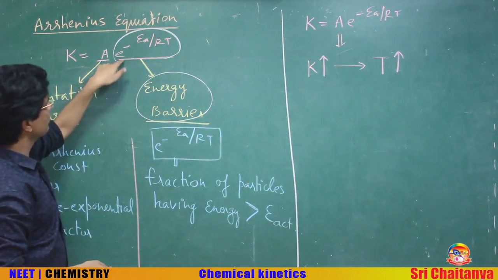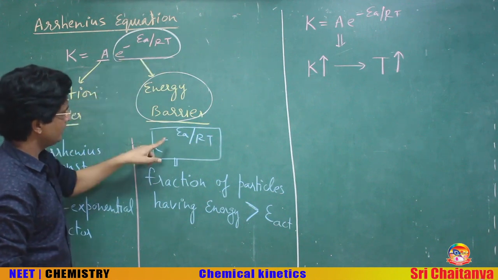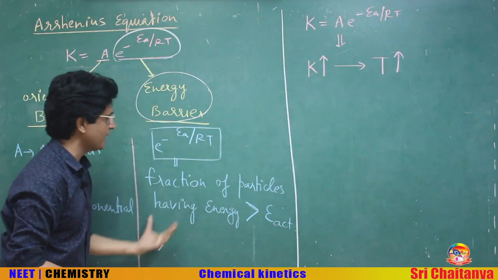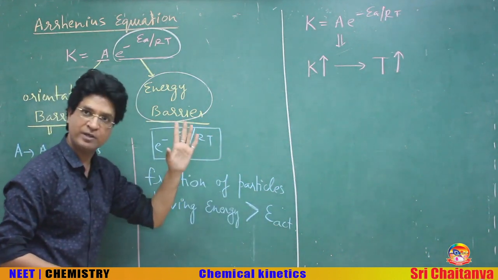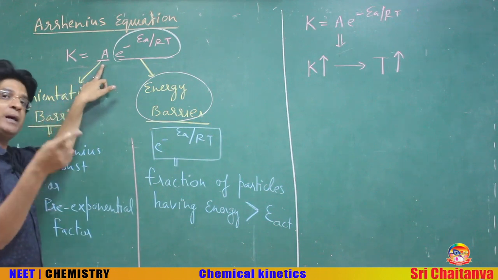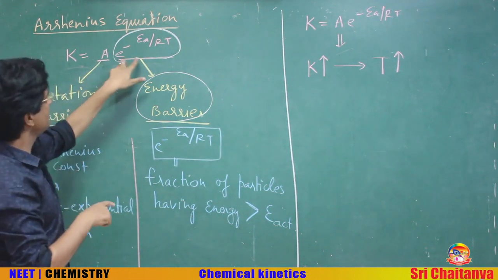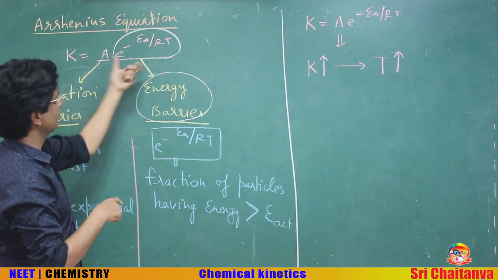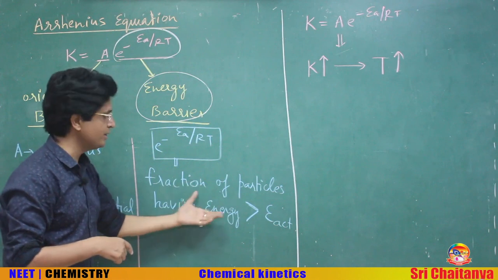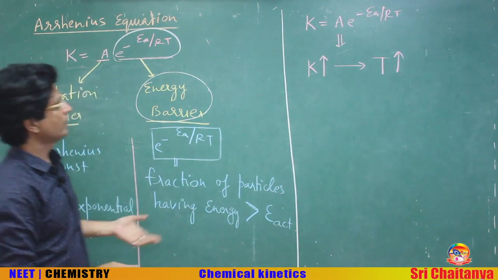The factor e to the power of minus Ea upon RT takes care of what fraction of particles have energy more than the energy of activation. This factor A tells you how many particles have the right orientation. The second term tells you how many particles have energy more than the energy of activation.